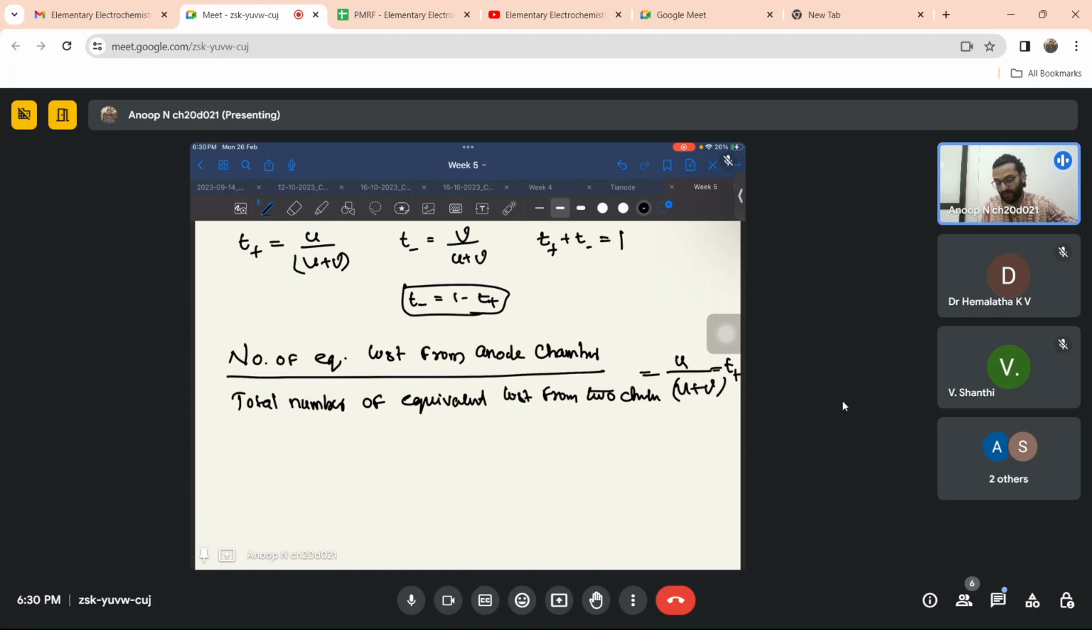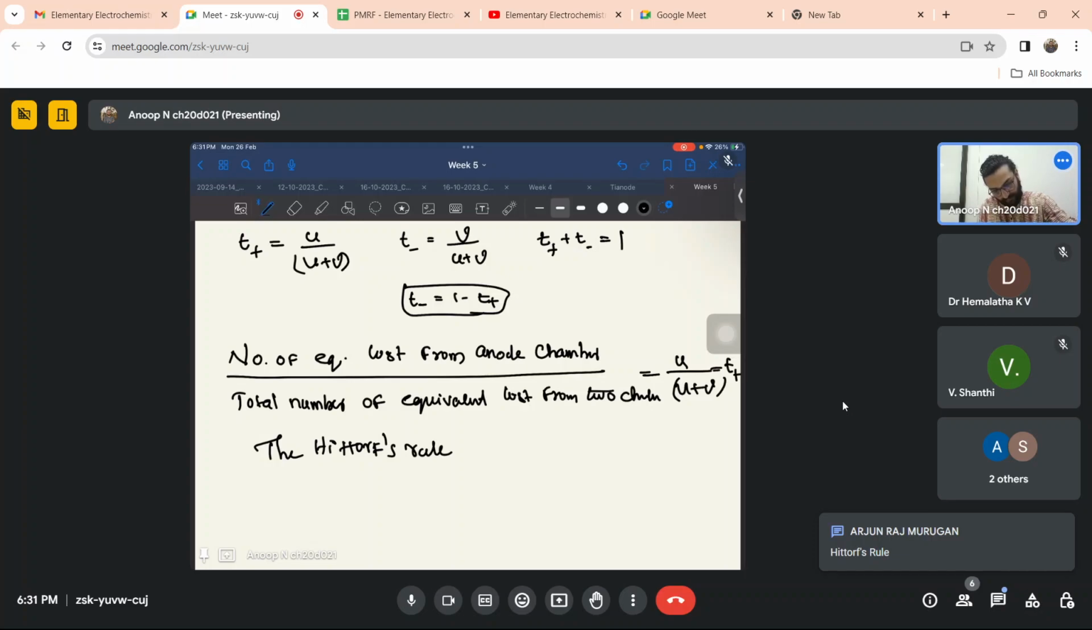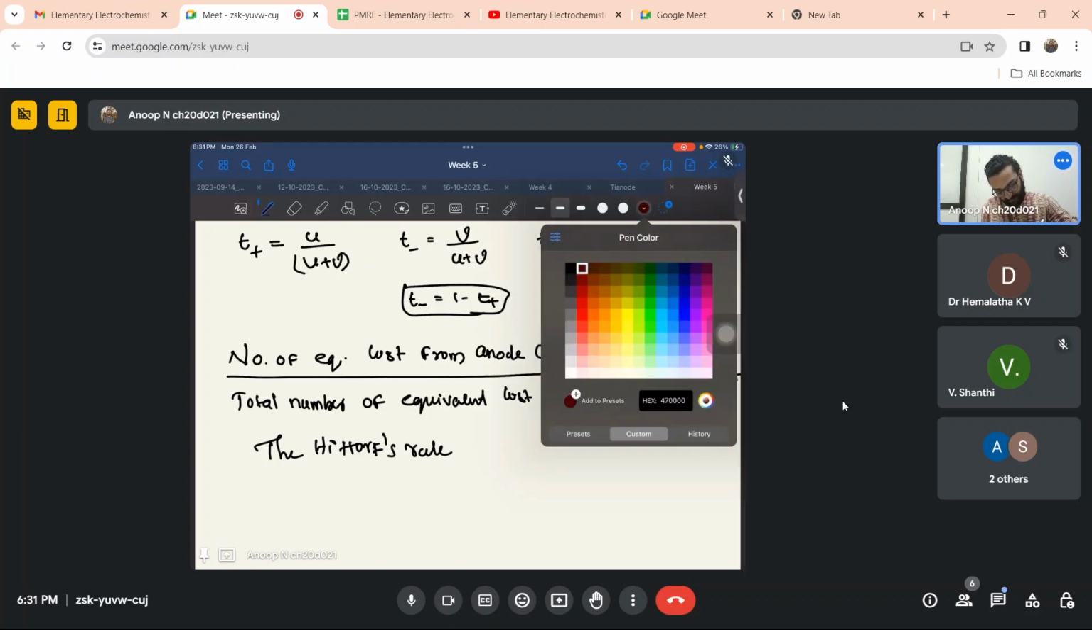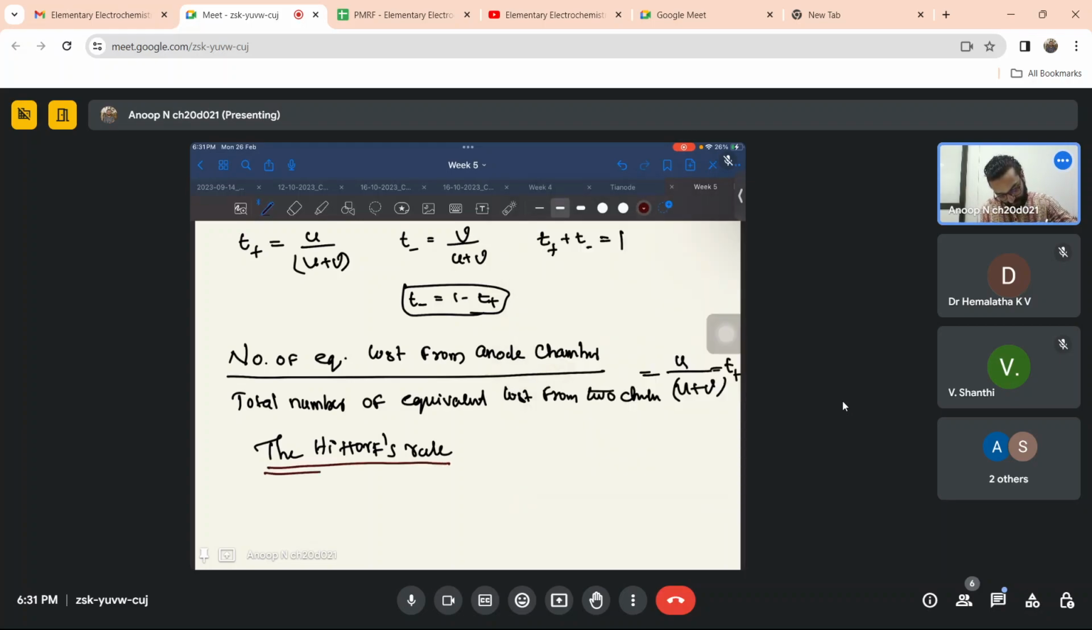Fine. What is this law called? You have learned it in the week class. Kirchhoff's law. So is this derivation clear to everyone?